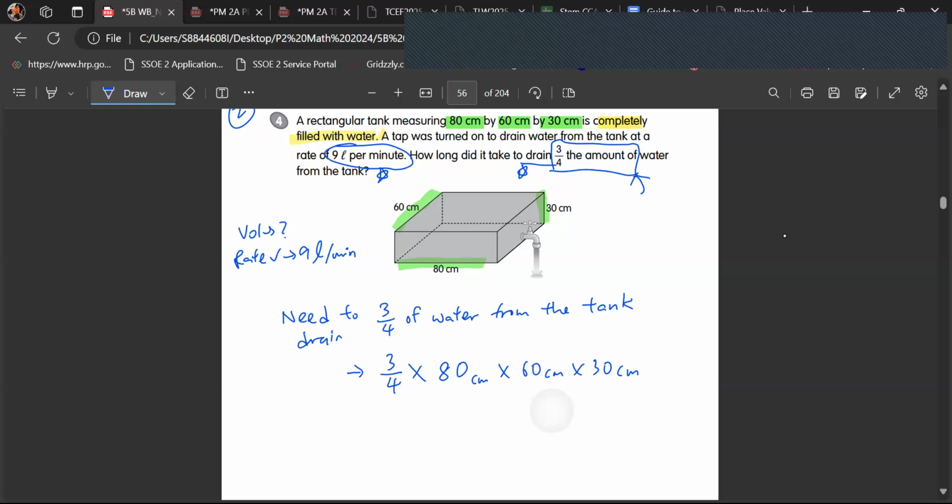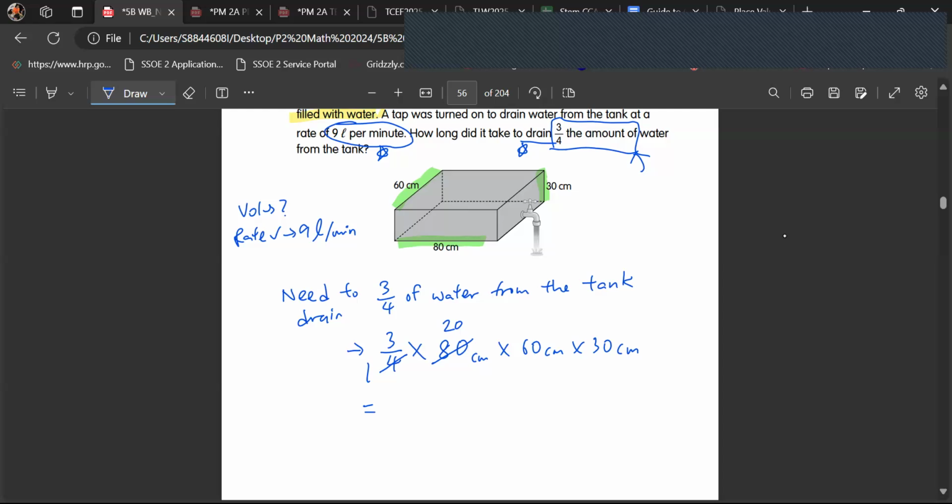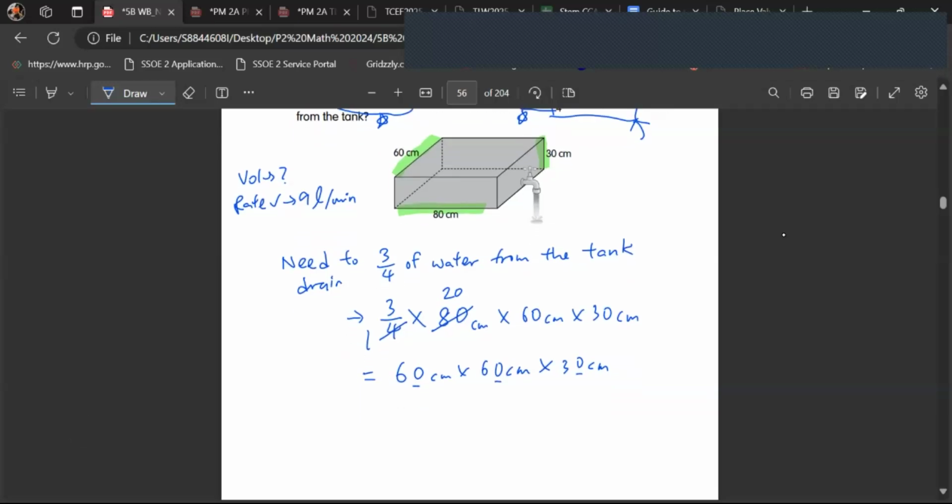Look, I'm going to simplify this. So I have simplified already. 60 centimeter times 60 centimeter times 30 centimeter. 6 times 6, 36. 36 times 3, 108.